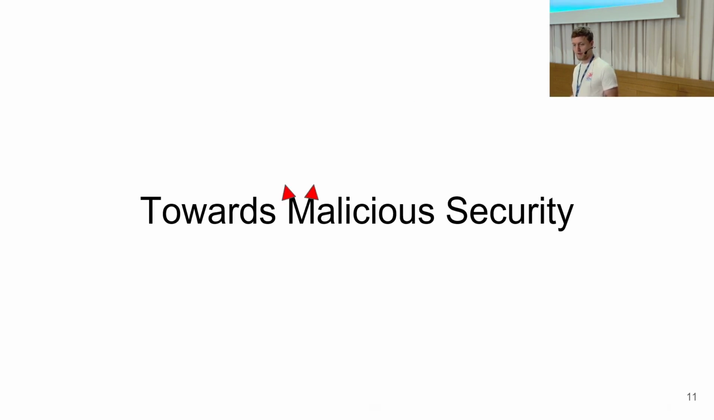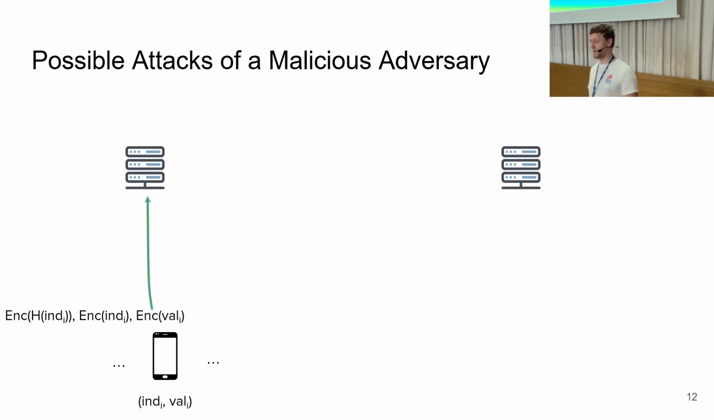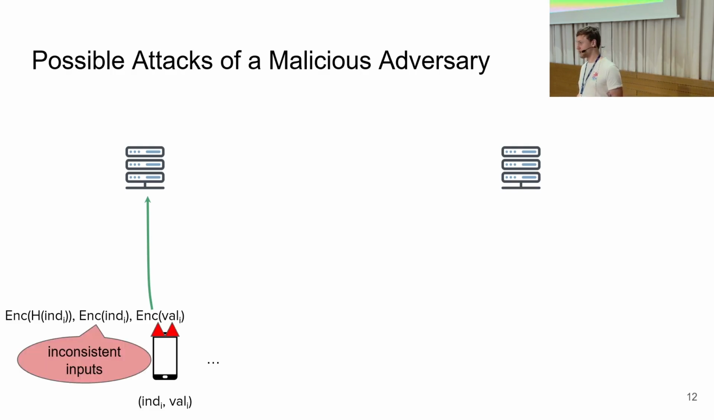Okay, so in the malicious setting, things become even worse. Because remember, in the first message, we send the hash of the index and the index itself encrypted. Now a malicious client could just say, well, maybe I'm going to send the hash of something else and my index, and there's no way to tell, right? So we need to make sure that inputs from clients are consistent here.